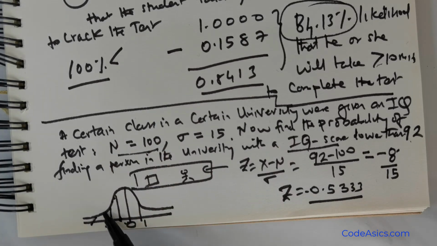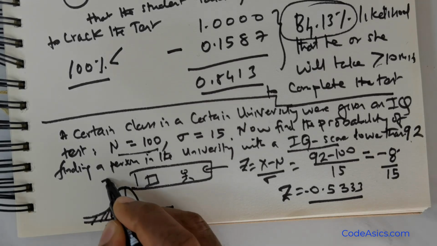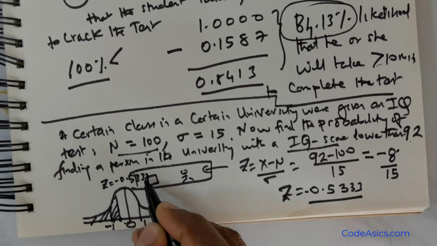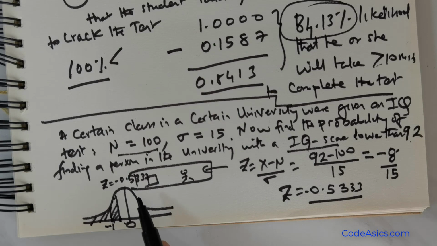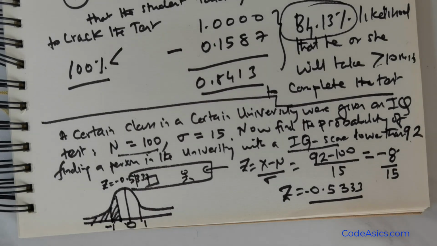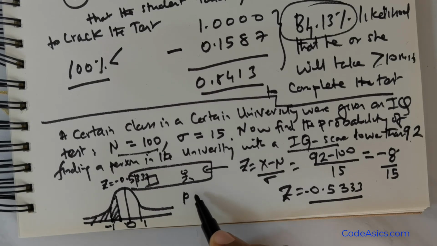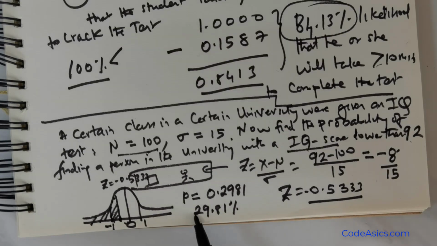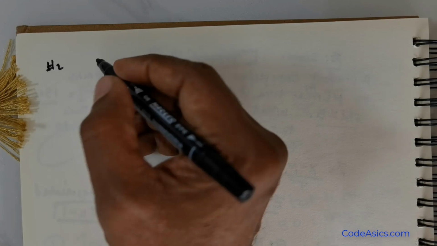So we wanted this. So given the z-score, let me just put the z there. Z is equal to negative 0.533. So we have to locate the p-value. Upon locating the p-value, I find the p-value to be equal to 0.2981. So in percentage, it's going to be 29.81 percentage. So this is the second question.